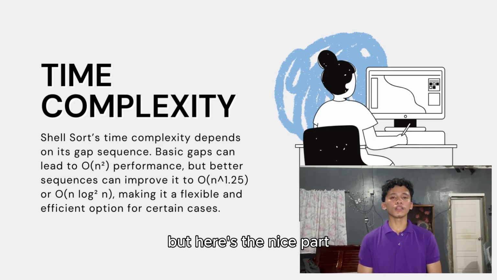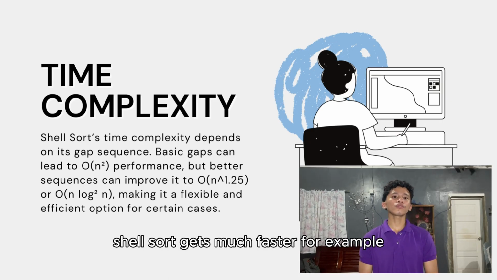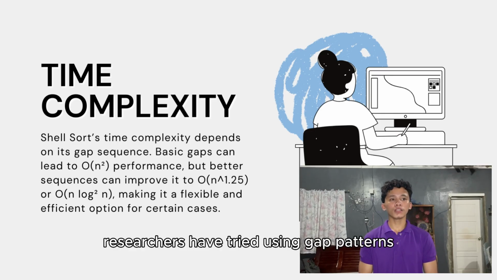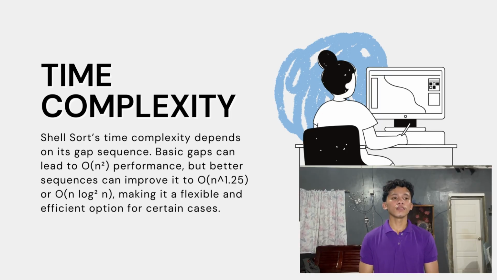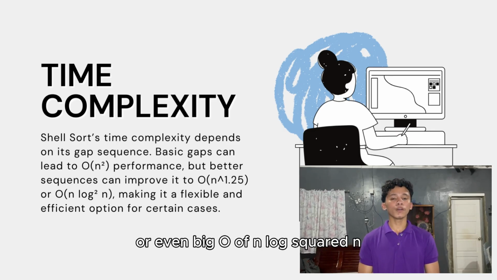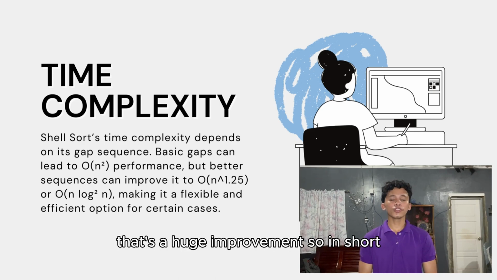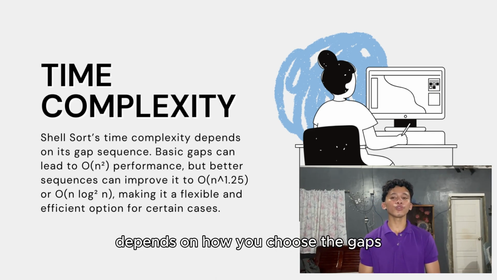But here's the nice part. If we choose a better gap sequence, ones that are more carefully designed, shell sort gets much faster. For example, researchers have tried using gap patterns based on the Fibonacci sequence or other mathematical formulas. This smart gap choice can reduce the time complexity to around big O of n to the power of 1.25 or even big O of n log squared n. That's a huge improvement. So in short, the speed of shell sort depends on how you choose the gaps.